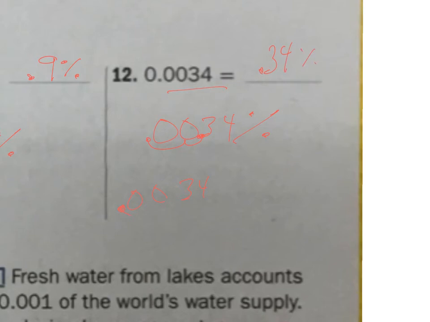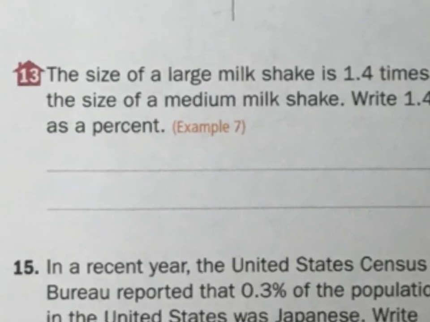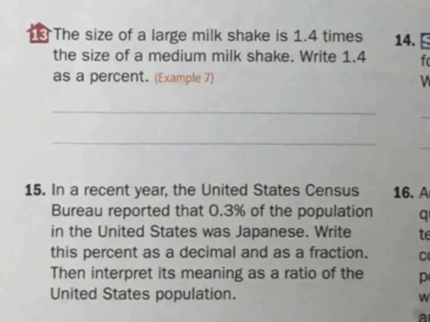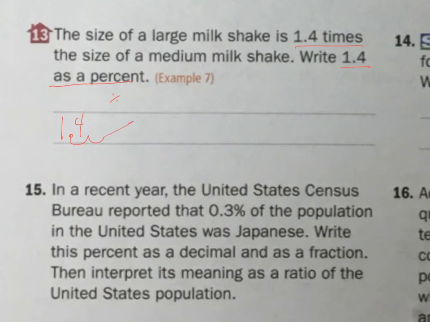Okay. Now, I think we have a couple, let's just do 13 and 14. The size of a large milkshake is 1.4 times the size of a medium milkshake. Write 1.4 as a percent. So I need this little percent symbol, and I'm going to go make it 1, 2. Add my 0 here, and there you go. So it is 140%.